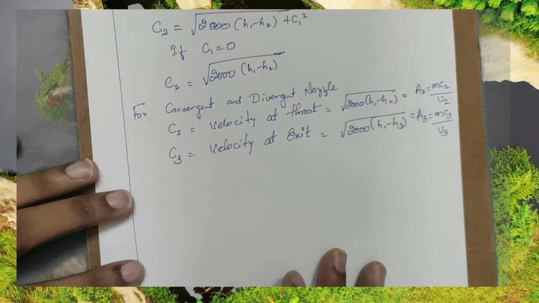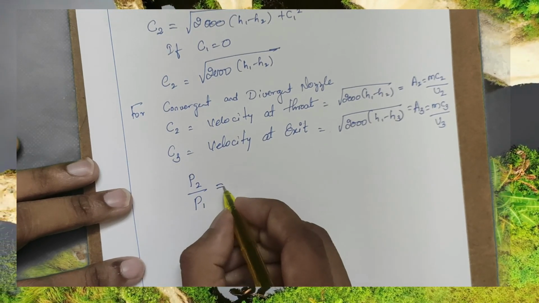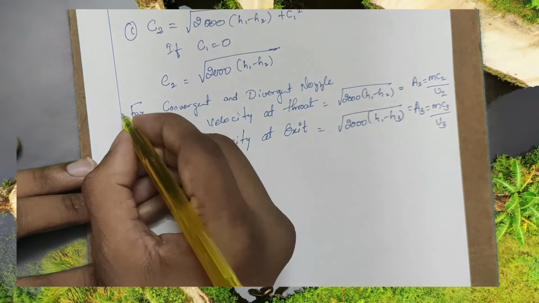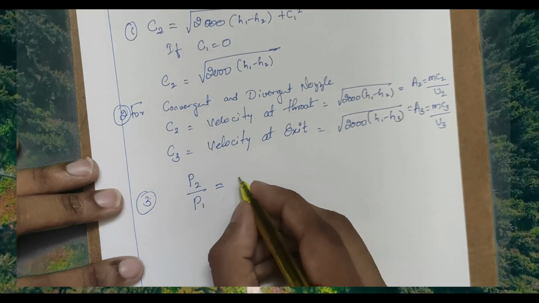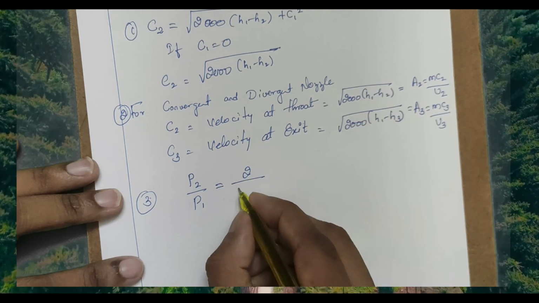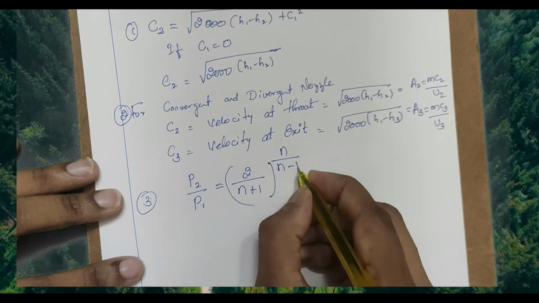Okay, so next, the pressure ratio formula is what? P2 by P1 is equal to, so this is 1, this is 2 and this one is the third one. P2 by P1 is equal to (2 divided by (n plus 1)) power n by (n minus 1).